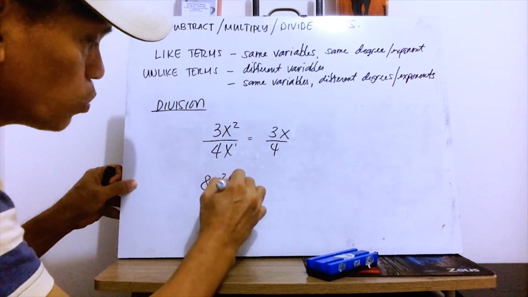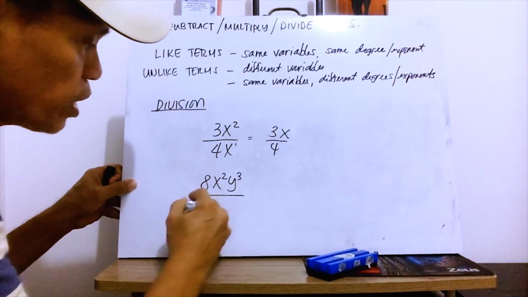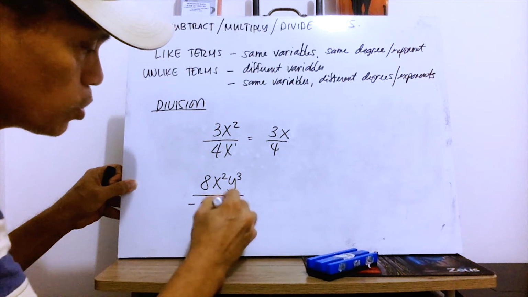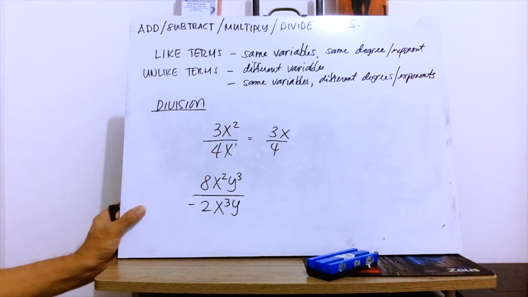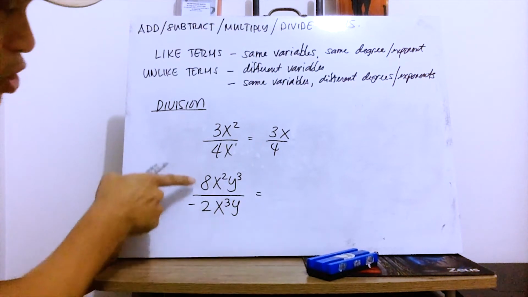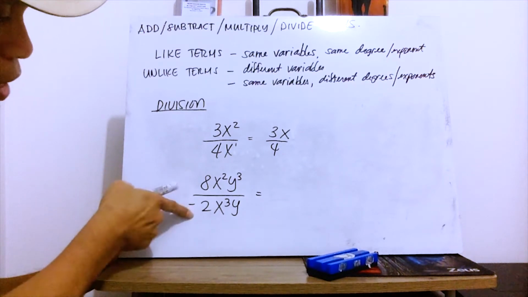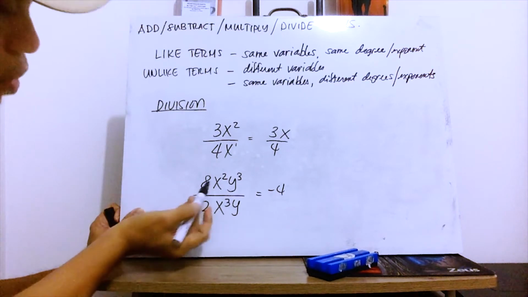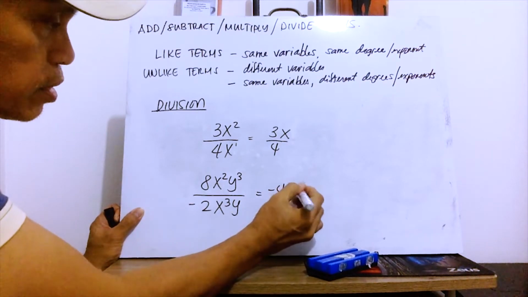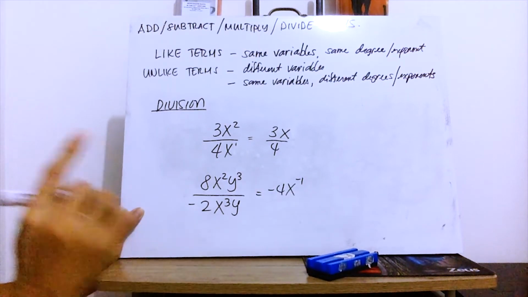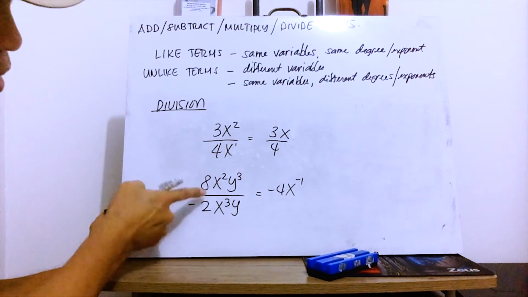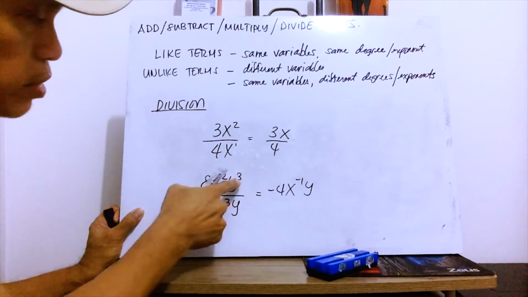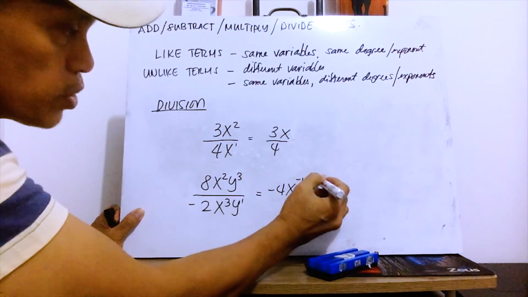8x squared y cubed divided by negative 2x cubed y. How do we divide it? Let's start first with the constants. 8 divided by negative 2 is negative 4. And then 2 minus 3, negative 1. Remember the integers I discussed? So 2 minus 3, that's negative 1. And then y, 3 minus 1 is 2.